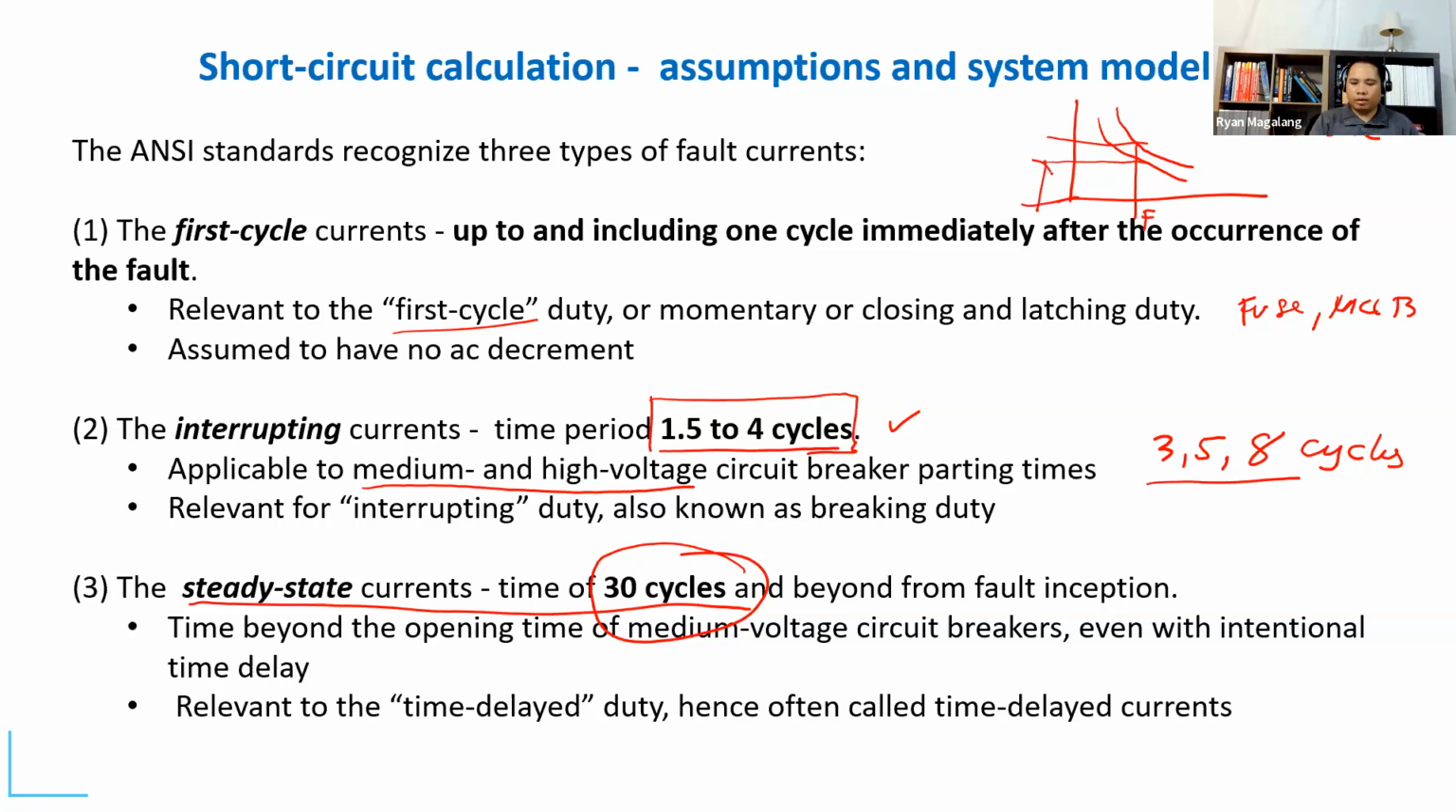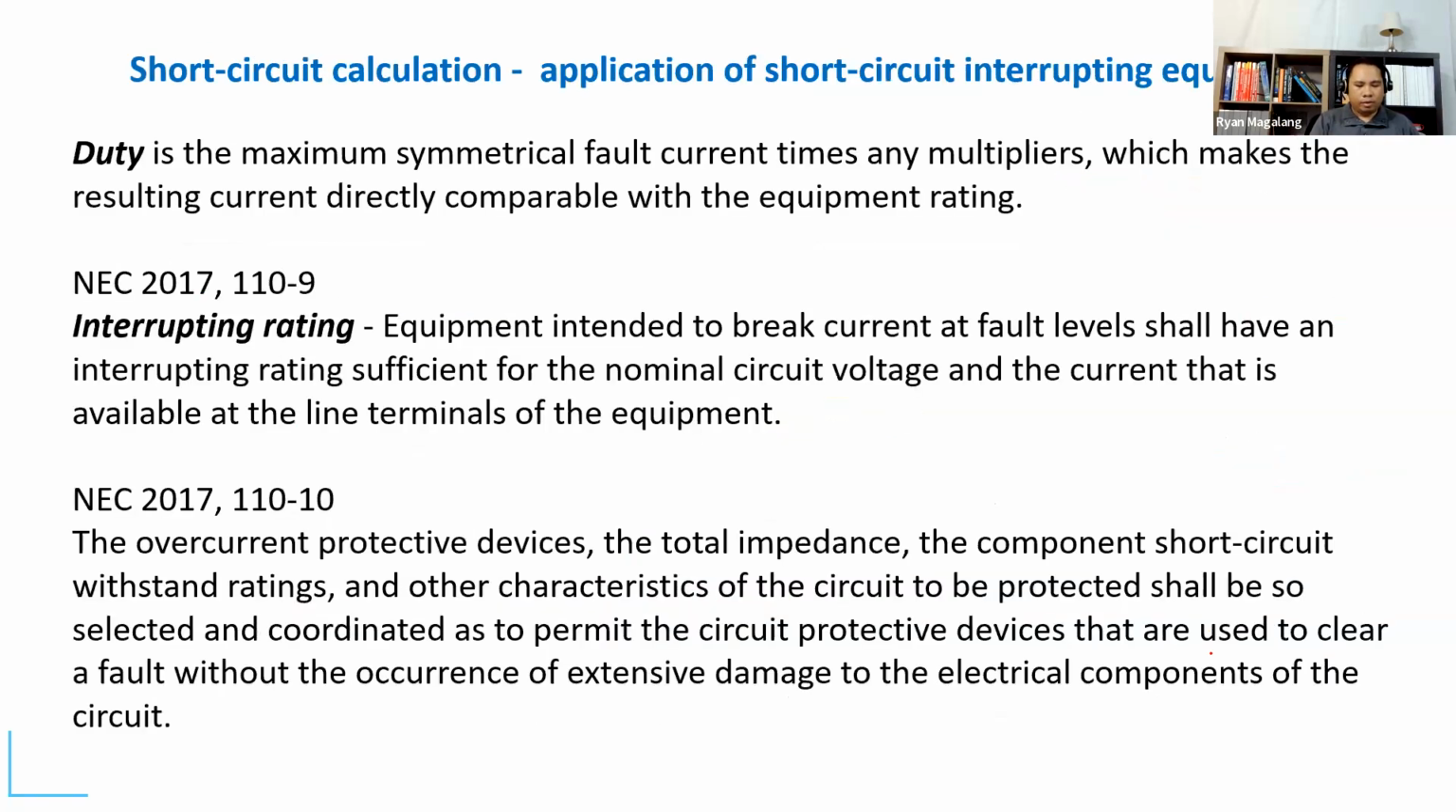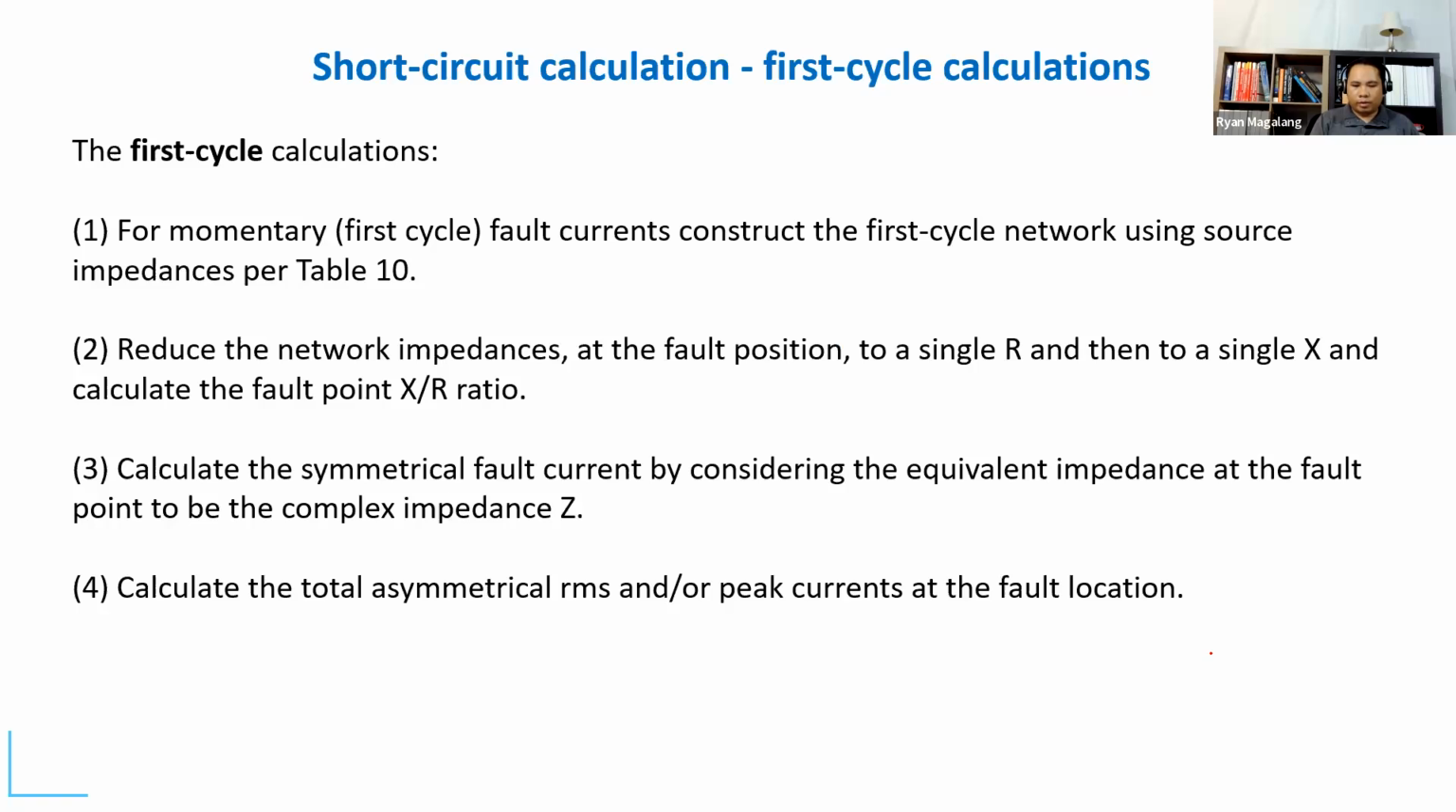So just wanted to bring that out, that you have three different networks when you are analyzing for your fault currents. So here is your first cycle calculation. Yeah, momentary rating. That's what we're talking about here, the withstand rating of your, let's say, MCC or switchgear.